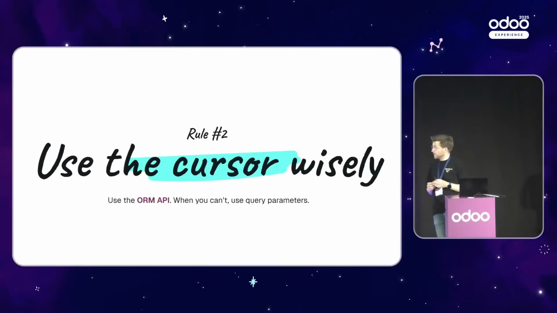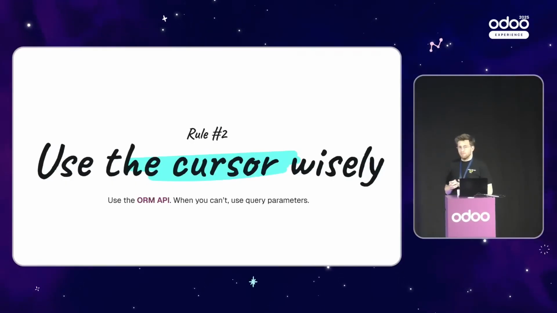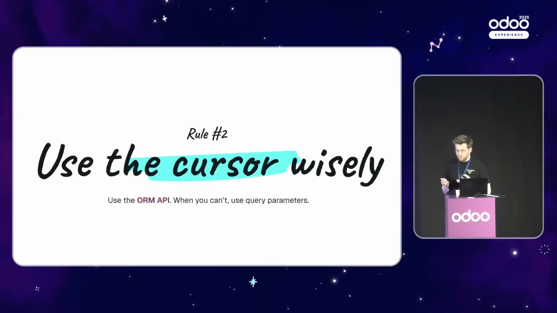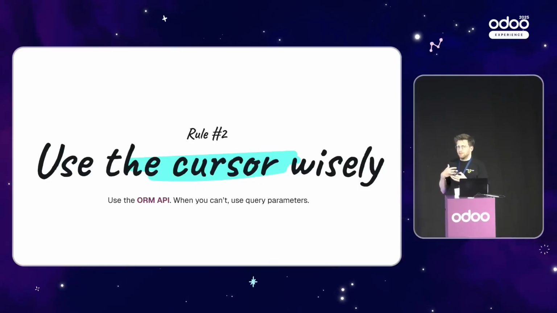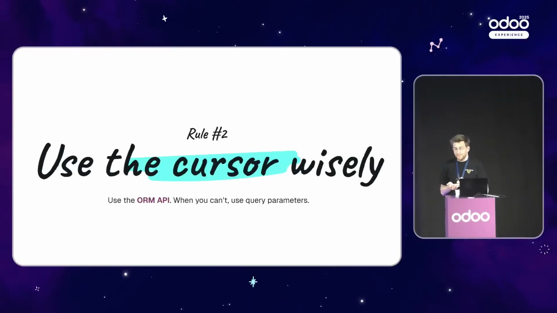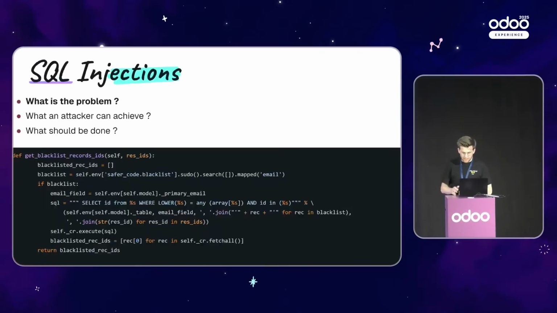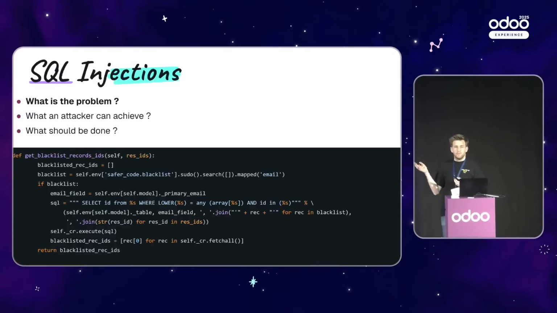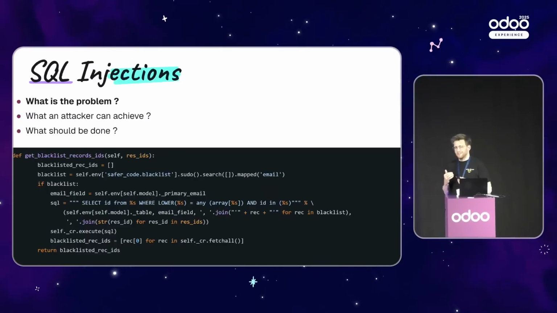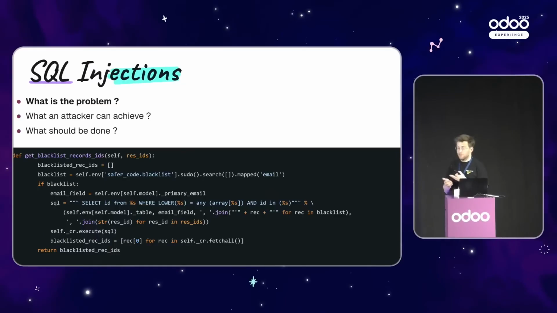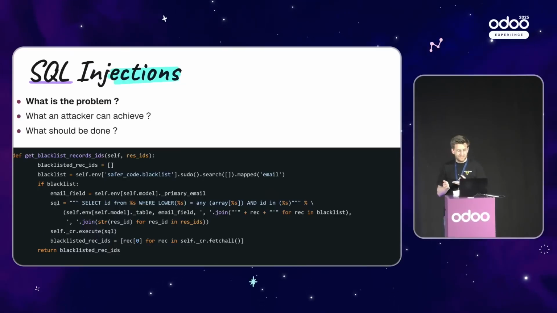The second chapter is about using the cursor wisely. What does it mean? You have the possibility to make SQL queries to your database directly, but we provide a framework. It's not for nothing. The goal of this framework is to help you avoid mistakes. And so here we have an example. The first bad thing is, again, it's a true example, that the method is public. We checked the code, there was no reason to have that method public because it was called only internally, there was no button for this one.